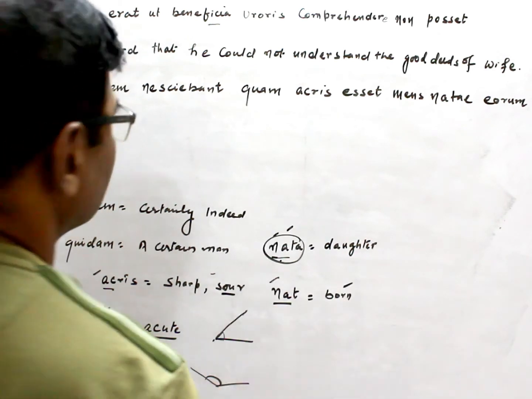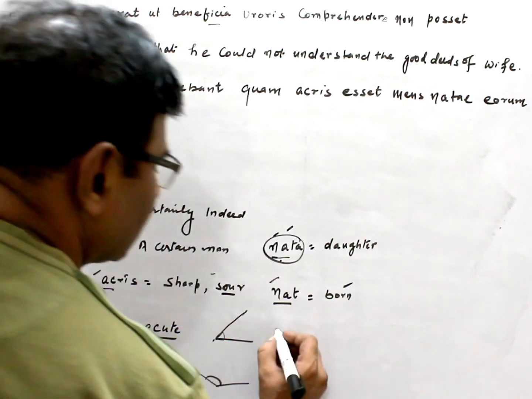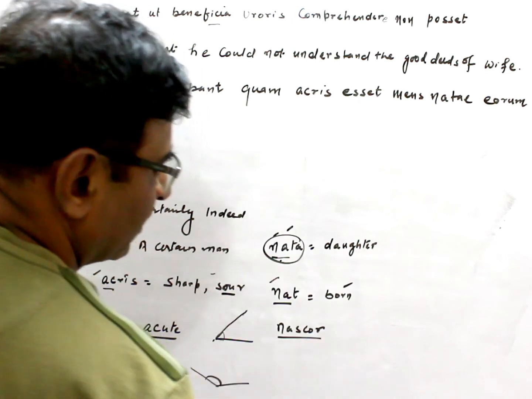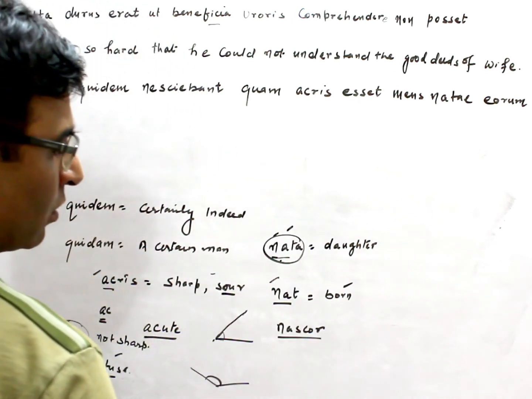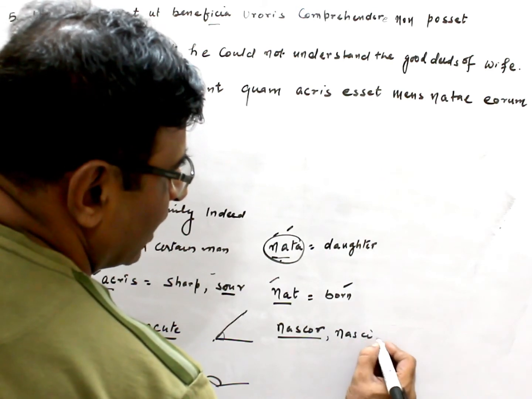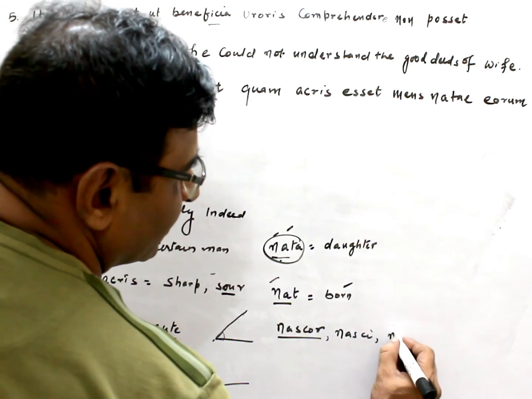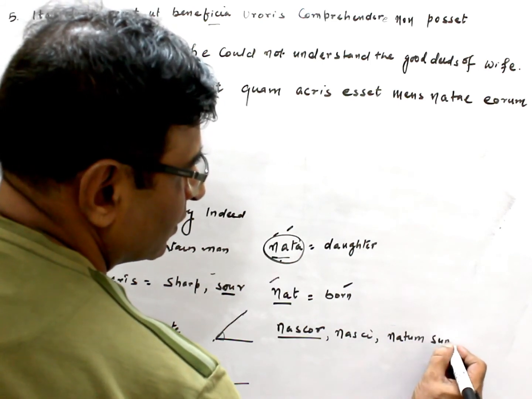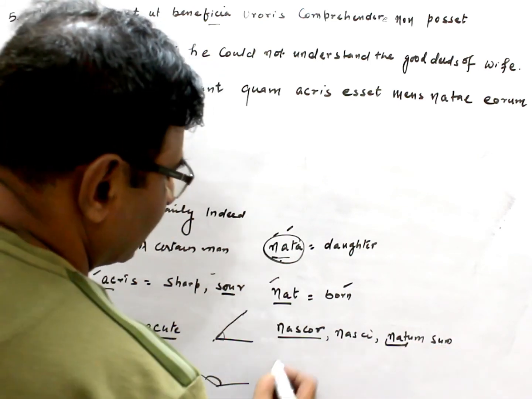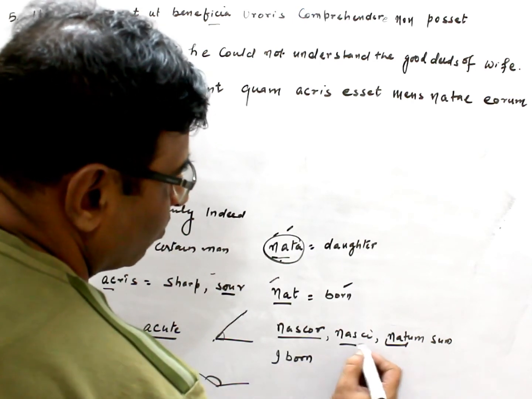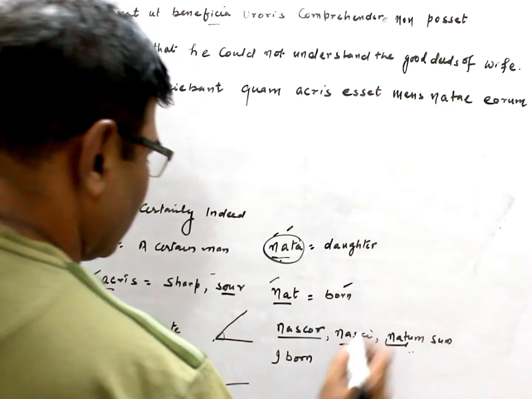Born. Actually, this comes from, I already somewhere explained, nascor, nasci and natum sum. So from here we take, this means I am born. I have been born. So like this.